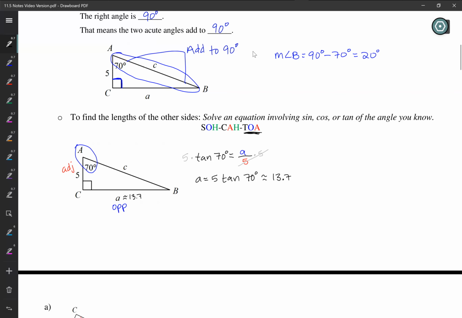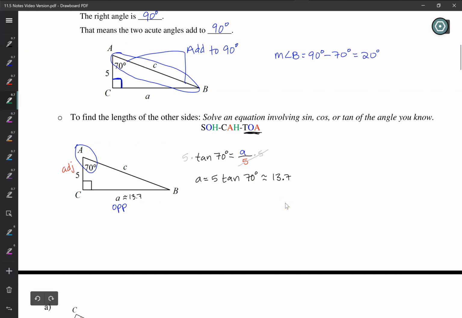Now I have some options. I know 2 of the sides. I could certainly use Pythagorean theorem if I wanted to find C. Or I could do something similar to what I just did to find C, but this time instead of looking at side A, I'm not going to look at this side anymore. I'm going to focus on this side.